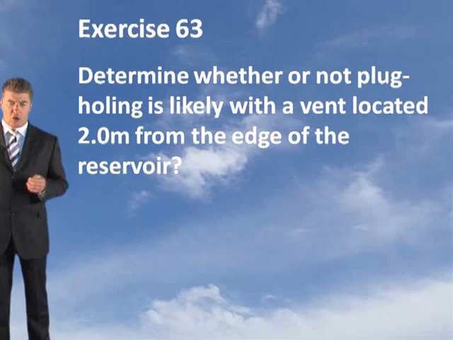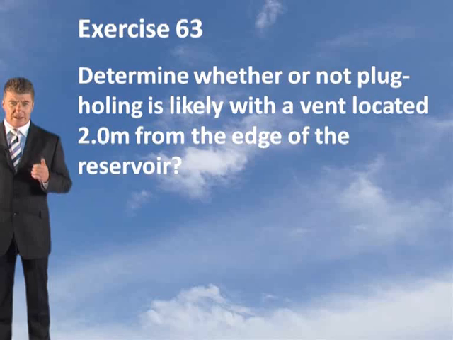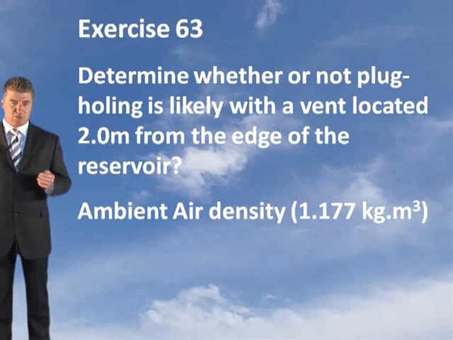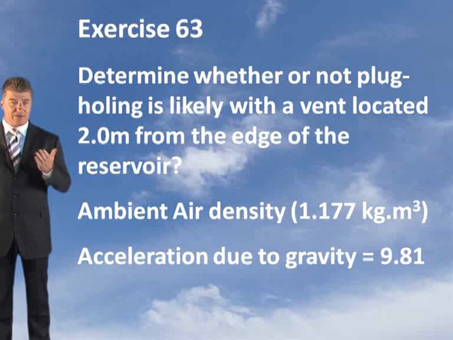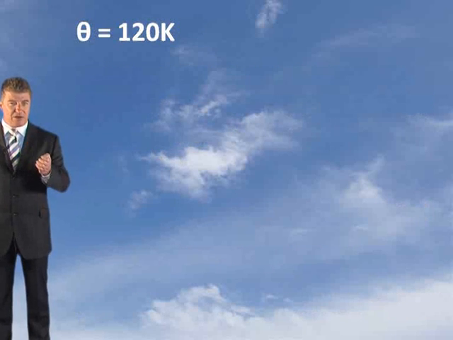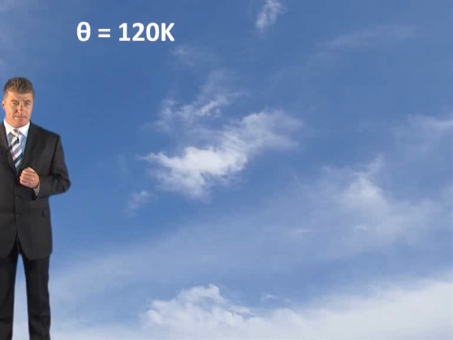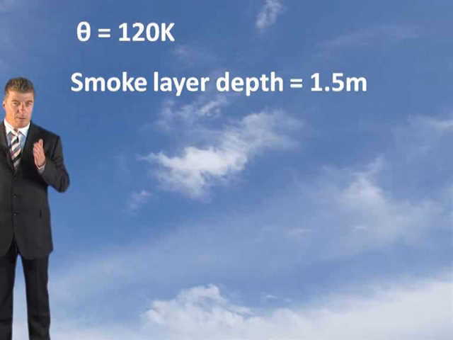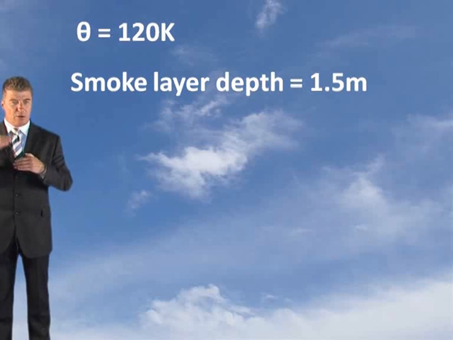Determine whether or not plug holing is likely to occur with a vent located 2 metres from the edge of a reservoir with the following parameters. The density of ambient air is 1.177 kilograms per metre cubed. Acceleration due to gravity is 9.81 metres per second squared. The ambient air temperature is 293 degrees Kelvin. Theta, the temperature increase, is 120 degrees Kelvin. And the smoke layer depth is 1.5 metres, so it's got a narrow smoke depth.